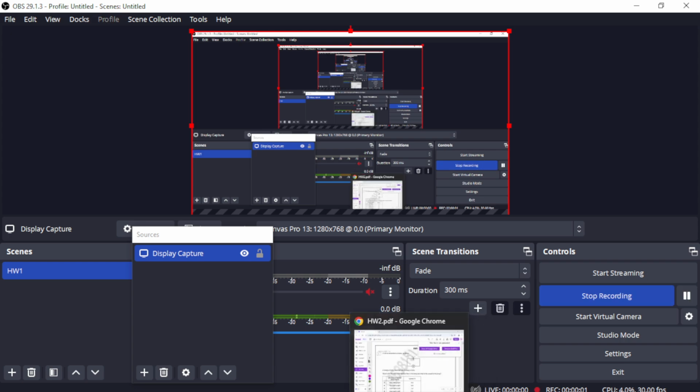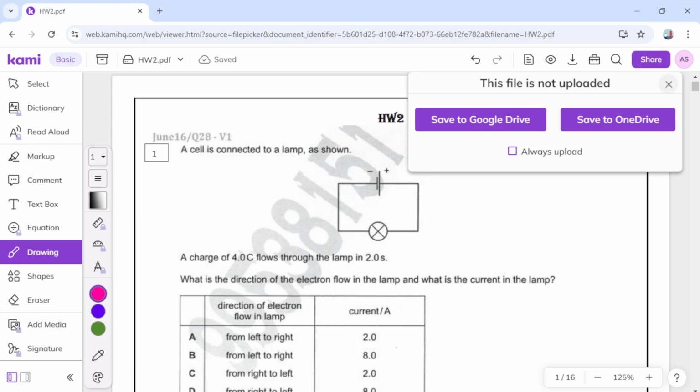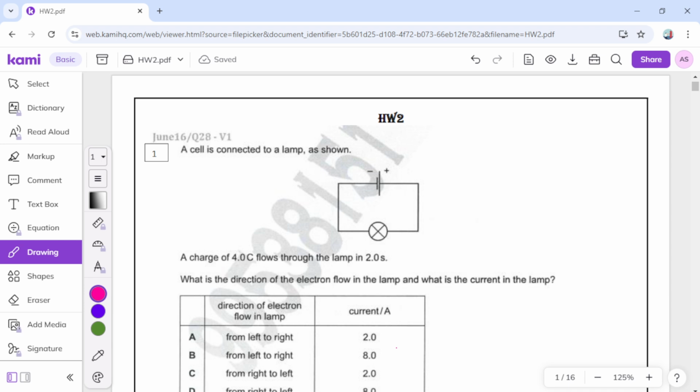Okay, let's start with the first question for the homework. Homework 2. A cell is connected to a lamp as shown. We have positive and negative. A charge Q of 4 coulomb flows through the lamp in 2 seconds. We have time. What is the direction of electron?